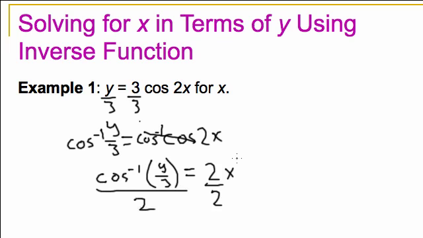All right, so final answer, x all by itself is equal to 1/2, that's the 2 from right here, times the inverse cosine of y over 3.